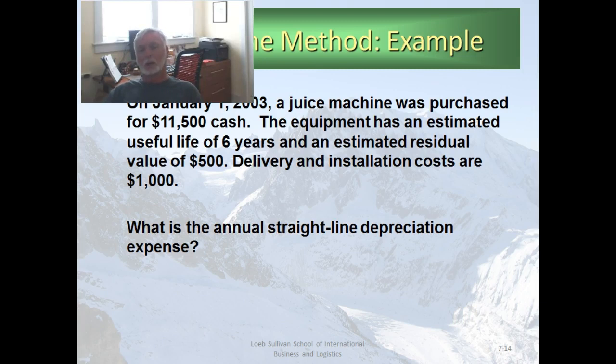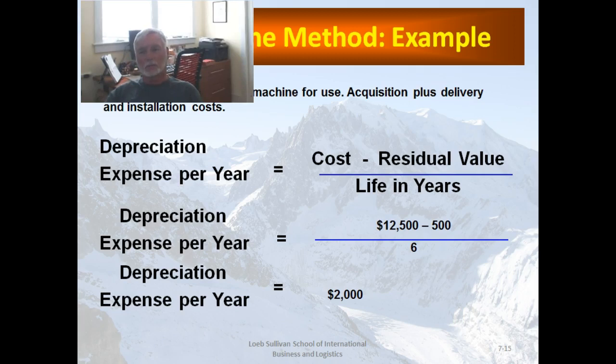And remember, the formula for straight line is cost minus residual value divided by estimated useful life. So 12,500 minus 500, divided by 6 years, should give you the straight line depreciation. Cost minus residual value gives you the depreciable amount, divided by life in years: 12,500 minus 500 divided by 6. To depreciate this machine, I'm going to allocate $2,000 of depreciation each year. So that's my depreciation expense using straight line.